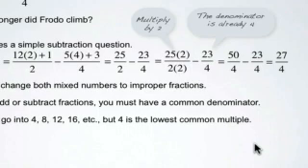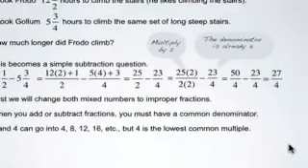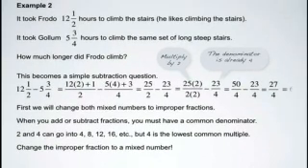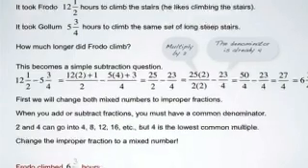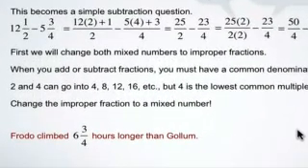But again, you have to think about it. Well, if we were to talk about this answer, we wouldn't say it took Frodo 27/4 longer than it did Gollum. We would convert this to a mixed number because it would make more sense to us. So 4 goes into 27 6 times. 4, 8, 12, 16, 20, 24. I did 6 4s. If I'm at 24, I have 3 left over to get to 27. So the answer is 6¾. So Frodo climbed 6¾ hours longer than Gollum.